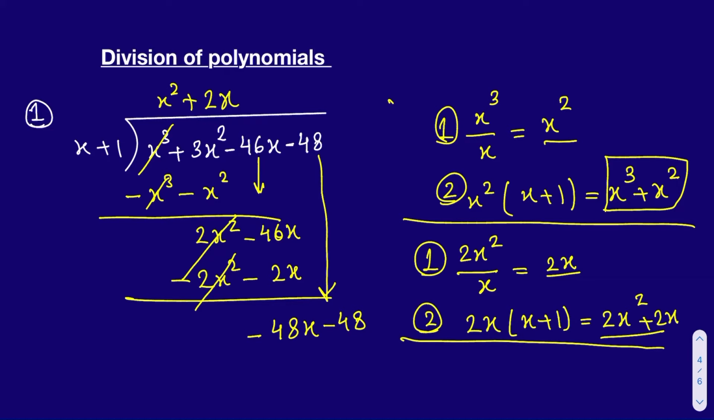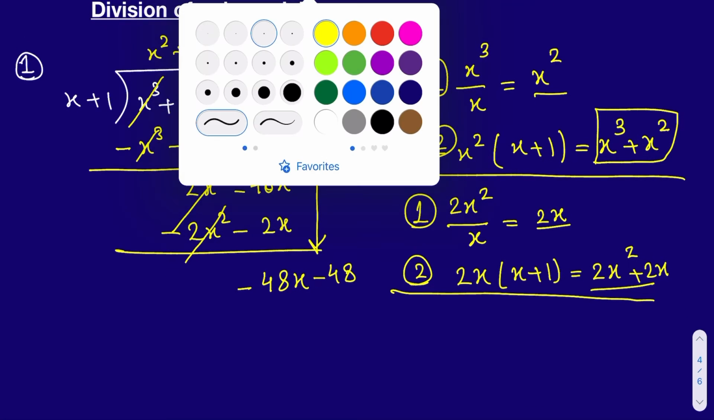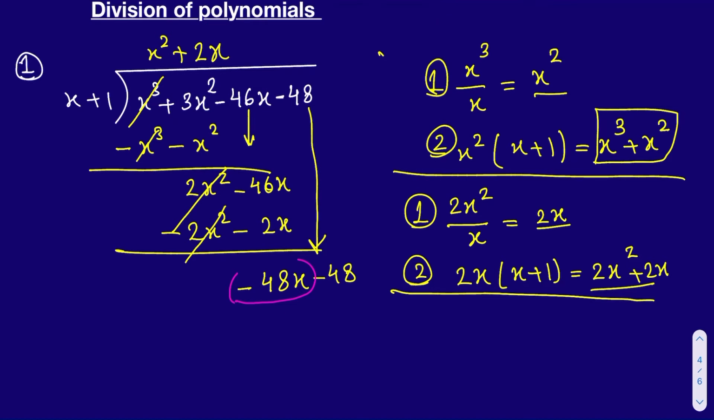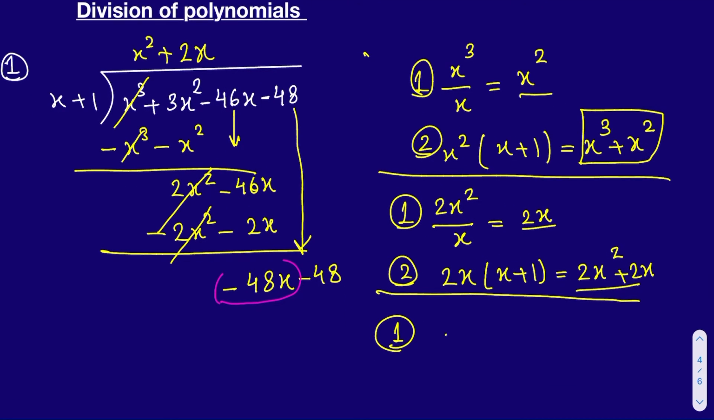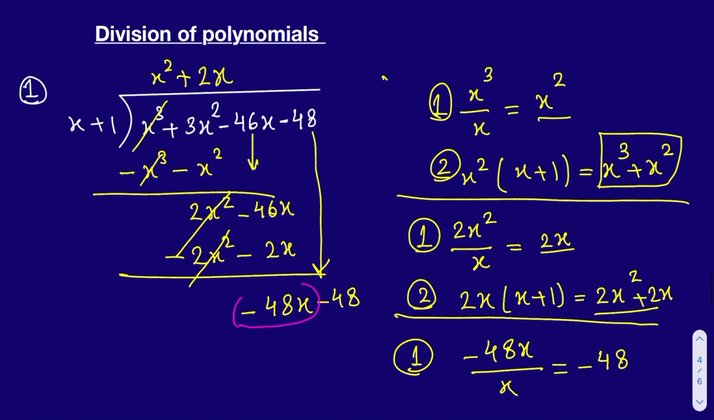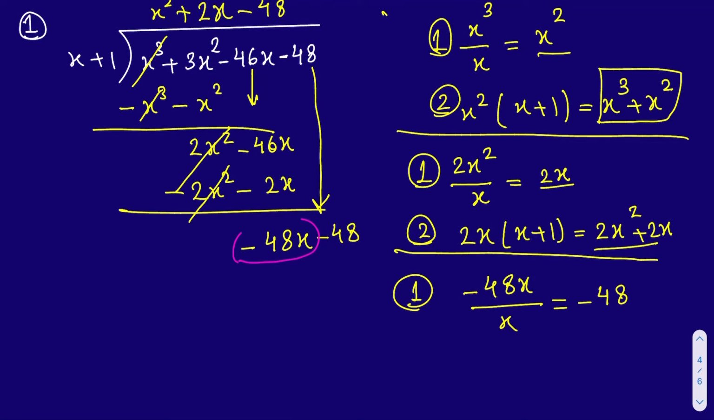So again I will repeat the same process here. Again I will look at the first term that I have got here, which is negative 48x, okay. So I will write step number 1 again, minus 48x, okay. I will divide it by the first term of the divisor, which is x, and the answer will be equal to minus 48, and I will write it here, minus 48, okay. Then I need to multiply minus 48 by x plus 1, and the answer will be equal to minus 48x minus 48. This is the answer. So I will write it here below.